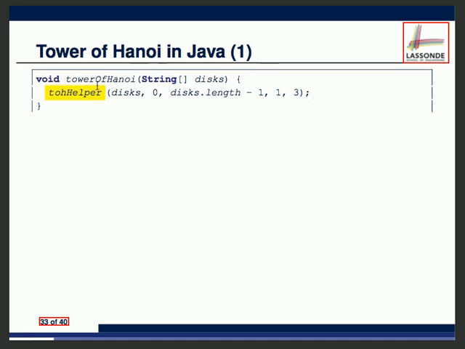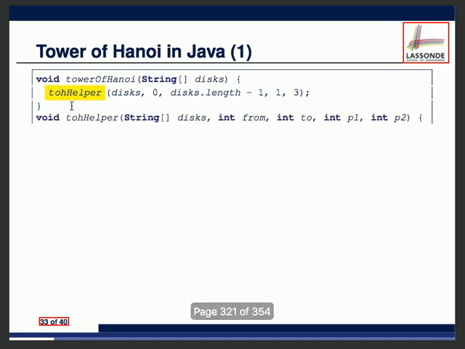Now, how do we define this helper method here? I just called it TOH helper, Tower of Hanoi. You can see that it gets a little bit more complicated, but again, this is the reference for the disks of any arbitrary size. And then we have from and to, and also P1 and P2. Okay?